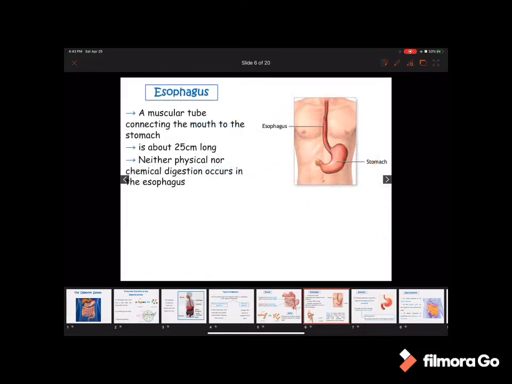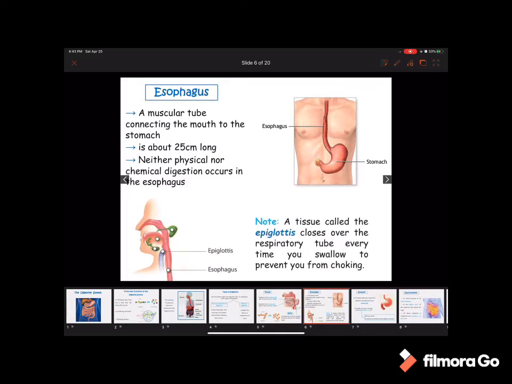Now, if we move on to the next slide, we're going to talk about the esophagus. The esophagus is technically a very important organ, yet it really doesn't contribute to digestion. So it has a specific job. What is the job of the esophagus? The job of the esophagus is to bring down the food from the mouth to the stomach. Okay, so it's just a passage.